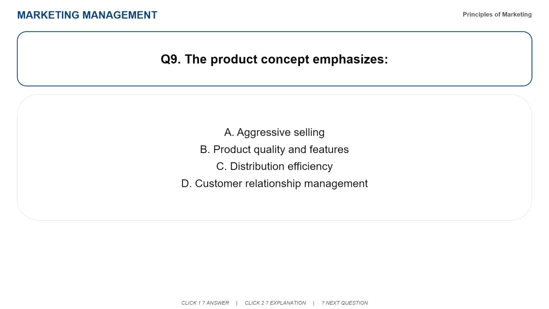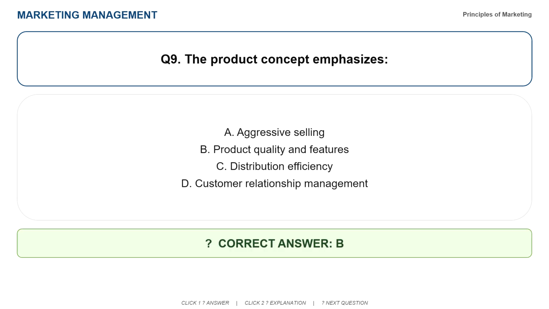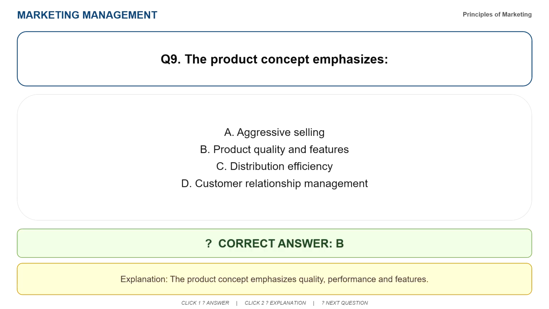Question 9. The product concept emphasizes: Option A, aggressive selling. Option B, product quality and features. Option C, distribution efficiency. Option D, customer relationship management. The correct answer is B. Explanation. The product concept emphasizes quality, performance, and features.